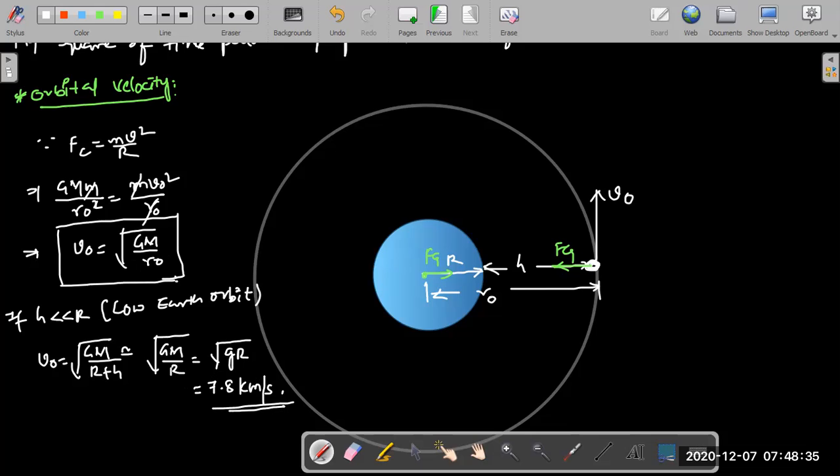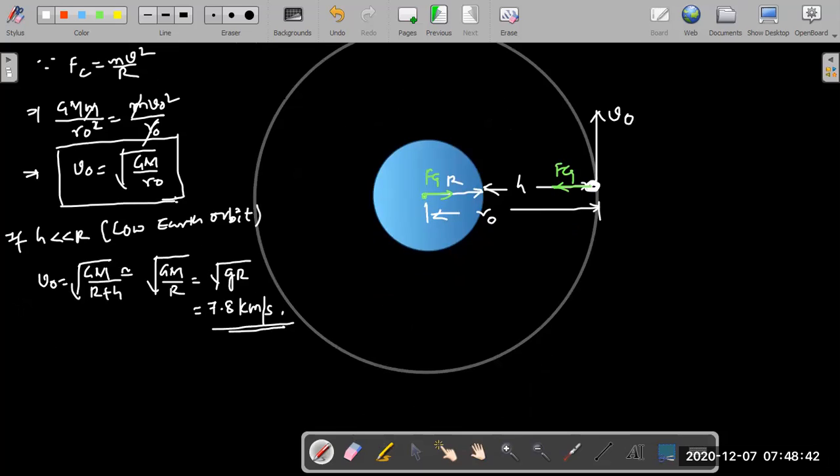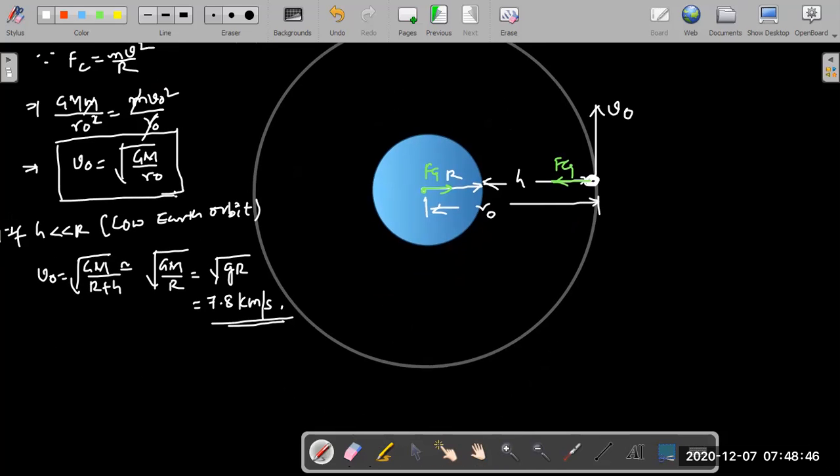For different orbits, the velocity will be different. This was just a special case. Now, since V naught is equal to under root Gm by R naught, V naught is inversely proportional to under root R naught. So as R naught increases, what will happen to the velocity V naught? Orbital velocity decreases.